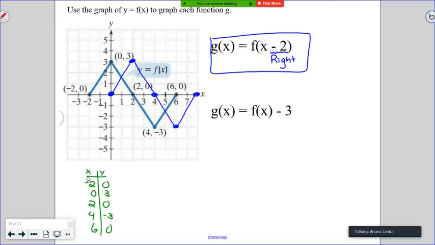Versus this one, which again, hopefully from your function notation, you can tell if that is inside or outside, and that is outside. We are moving which direction? Down. So we're going to move down 3. So I take each of those 5 points from the original. I move them 1, 2, 3, and that's where that one would have ended up.